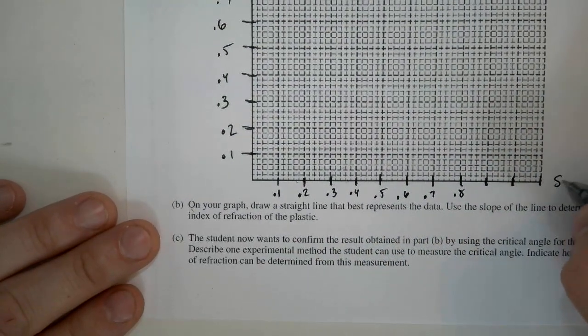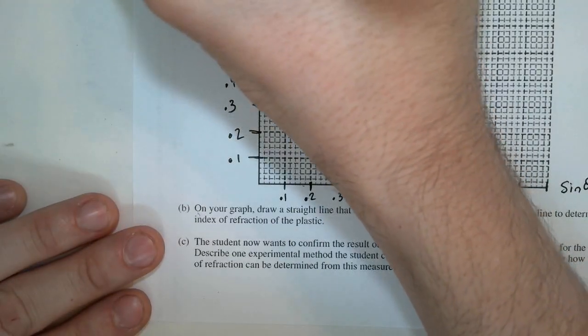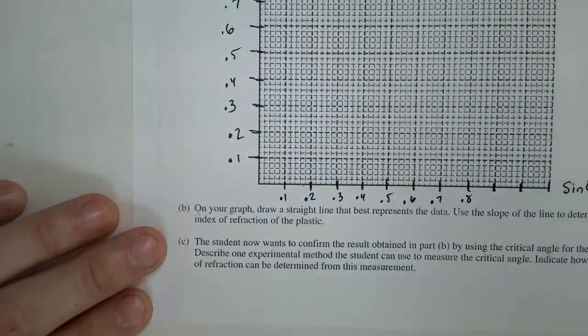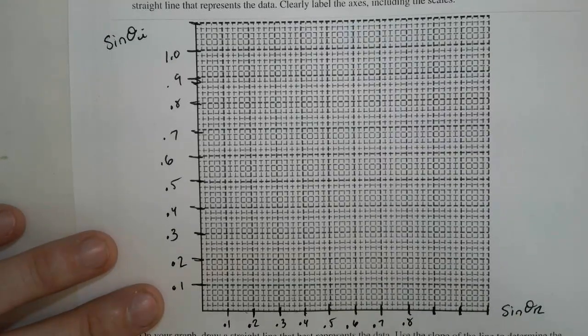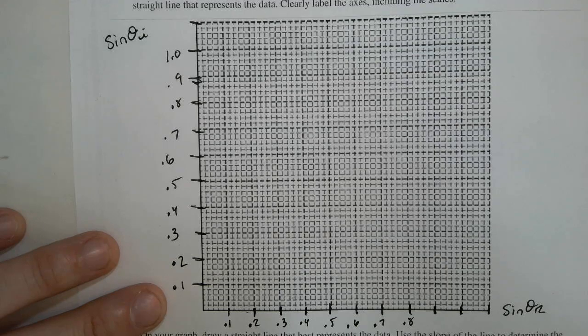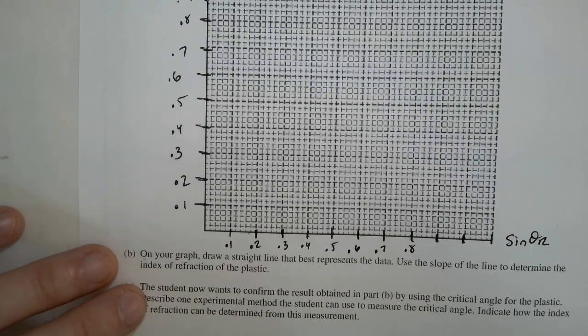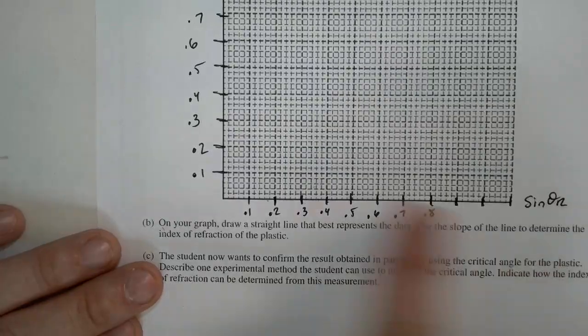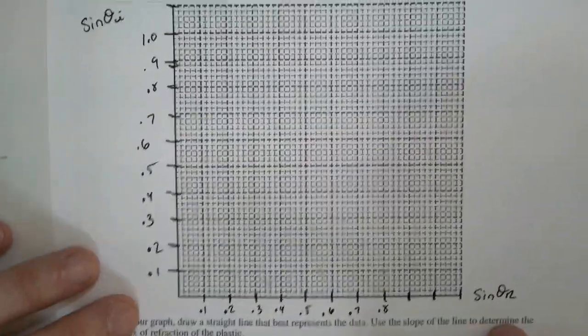And we would need to label this sine theta refraction. And we would need to label this sine theta incident. And sine theta doesn't have a unit. To my knowledge, sine of an angle is just a length. So I don't think this has a unit. I could be wrong. I hope I'm not wrong, because I'm not putting a unit down. Okay? So we did that. Now we just have to plot the points.